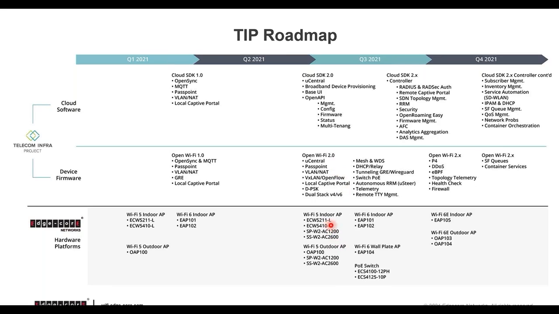And here you can see we contribute Wi-Fi 5, Wi-Fi 6, and we will continue to contribute Wi-Fi 6 outdoor access point, EAP104. And also we will do the others, like the outdoor and indoor Wi-Fi 6E SKUs as well. So just let you know that for Edgecore, we do focus on contributing advanced hardware platforms to enrich our TIP Open Wi-Fi product portfolio.